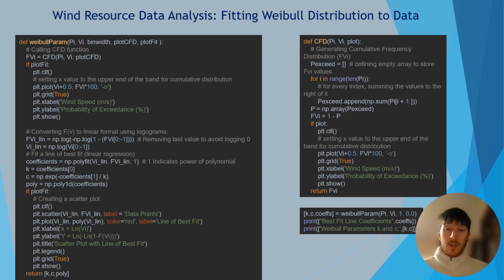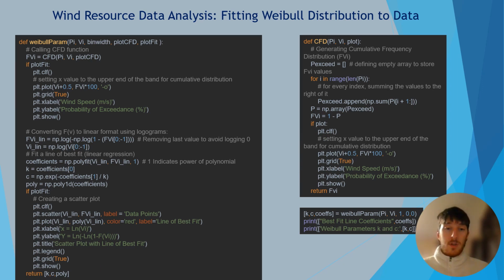To fit the Weibull distribution to the data then, I wrote two functions. Firstly, to generate the cumulative frequency distribution. Note that as well that I've plotted the points from the end of the bin because it's the probability that the data will exceed a particular bin.